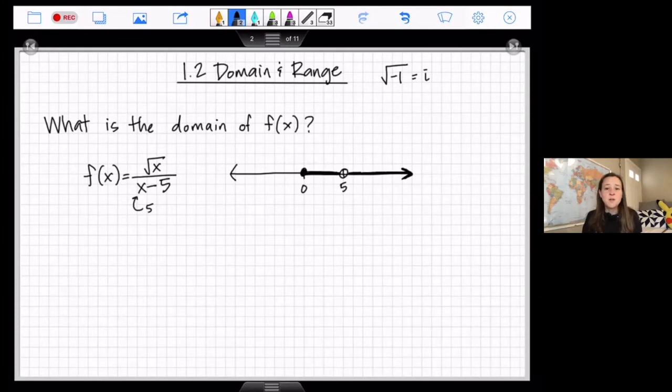All right, so this is going to be our domain, any positive number bigger than or equal to 0 except 5. Now, in this class, when we list the domain or range of a function, we're going to do so in interval notation. So interval notation is just a symbolic way to represent what I've just drawn on the number line. I'm going to write this domain down for us in interval notation, and then I'll explain where I got all the symbols from. So in interval notation, this would look like this.